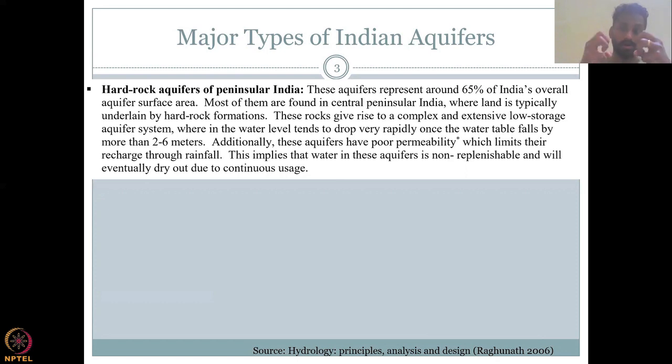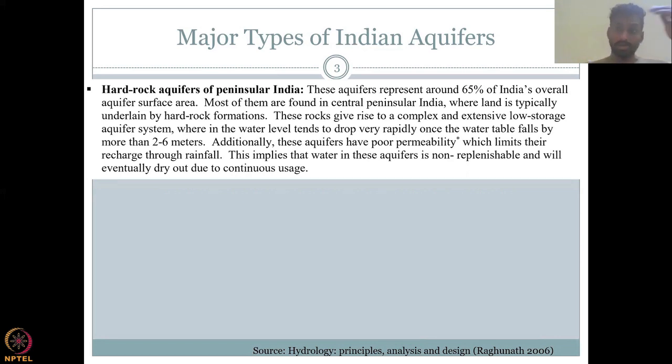Suppose you have rocks of different dimensions, not smooth and not circular. They cannot overlay each other neatly, so there is space in between. However, if they are platy like this, with only cracks in between, they can still fit together with less space, and that gives rise to less groundwater. As the slide says, these rocks give rise to a complex and extensive low storage aquifer system.